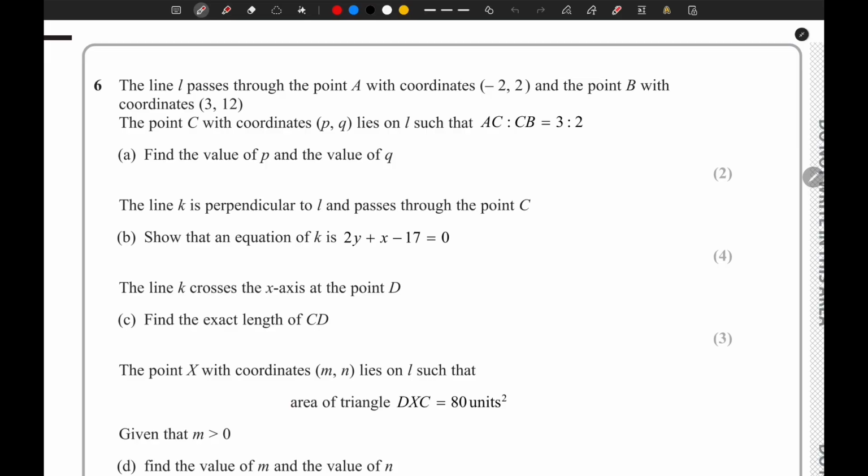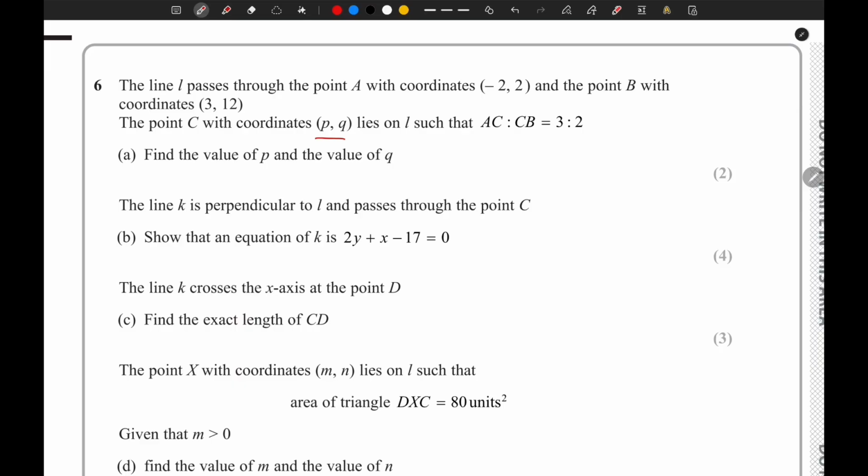Now the line L passes through the point A with coordinates -2 and 2 and the point B with coordinates 3 and 12. And point C has coordinates P and Q. And point C lies on line L, such that AC is to CB is 3:2.